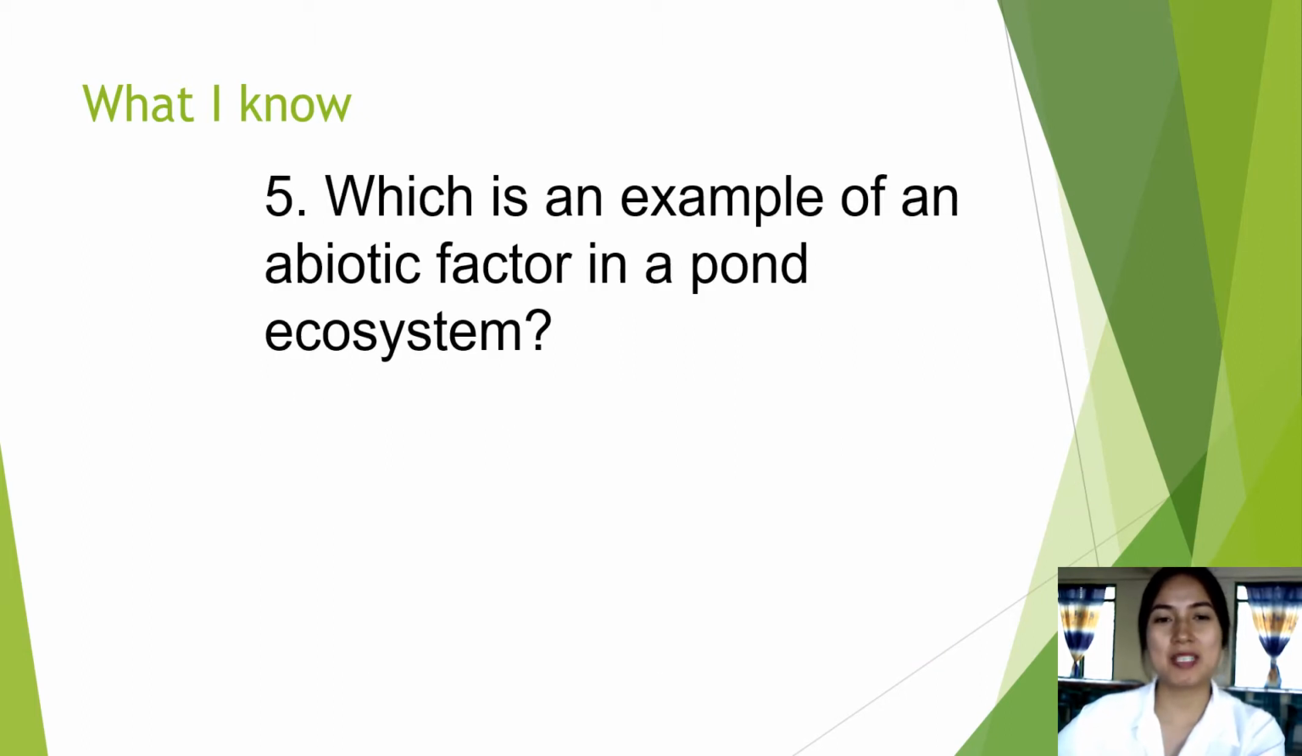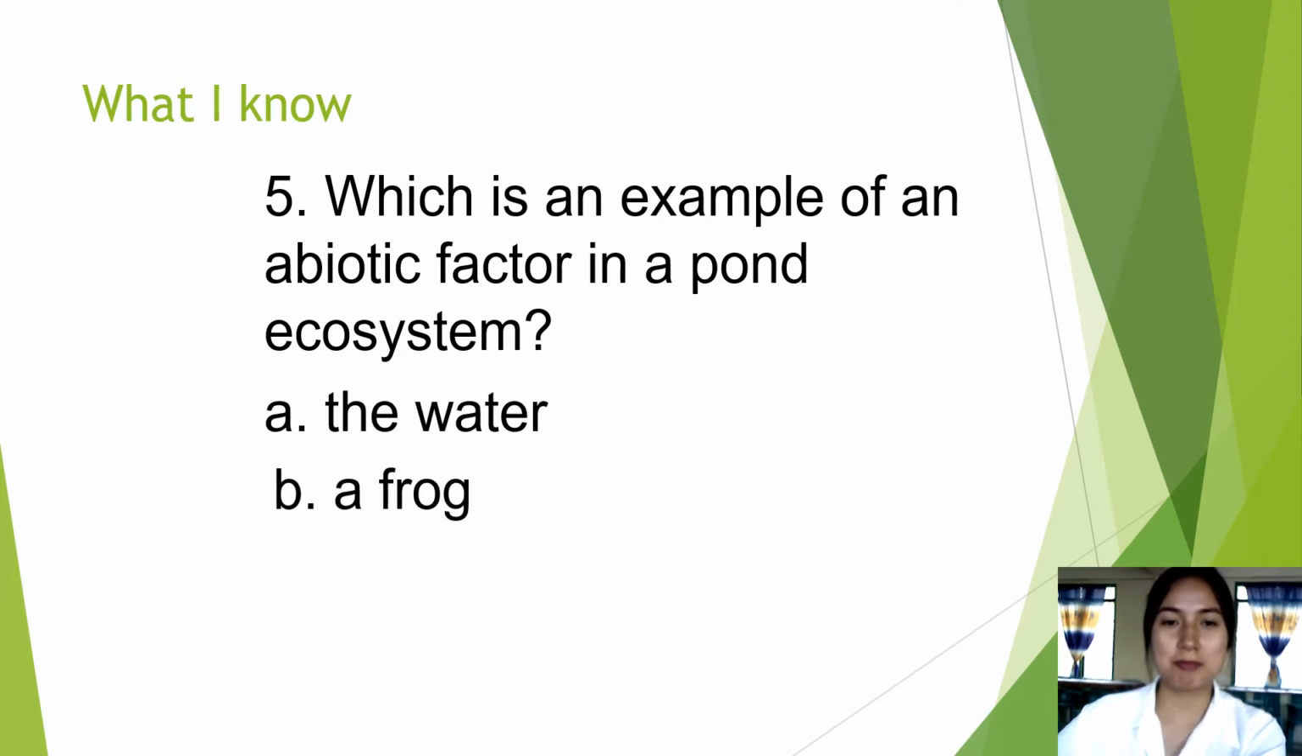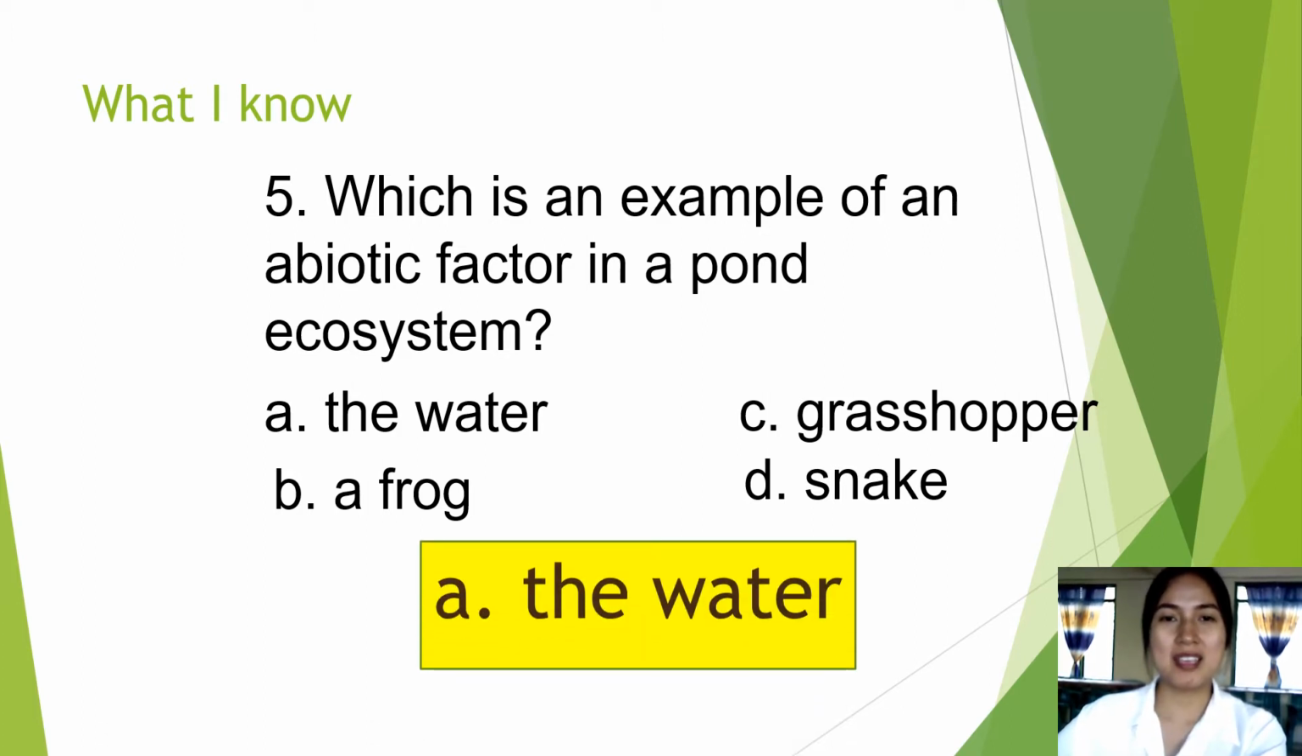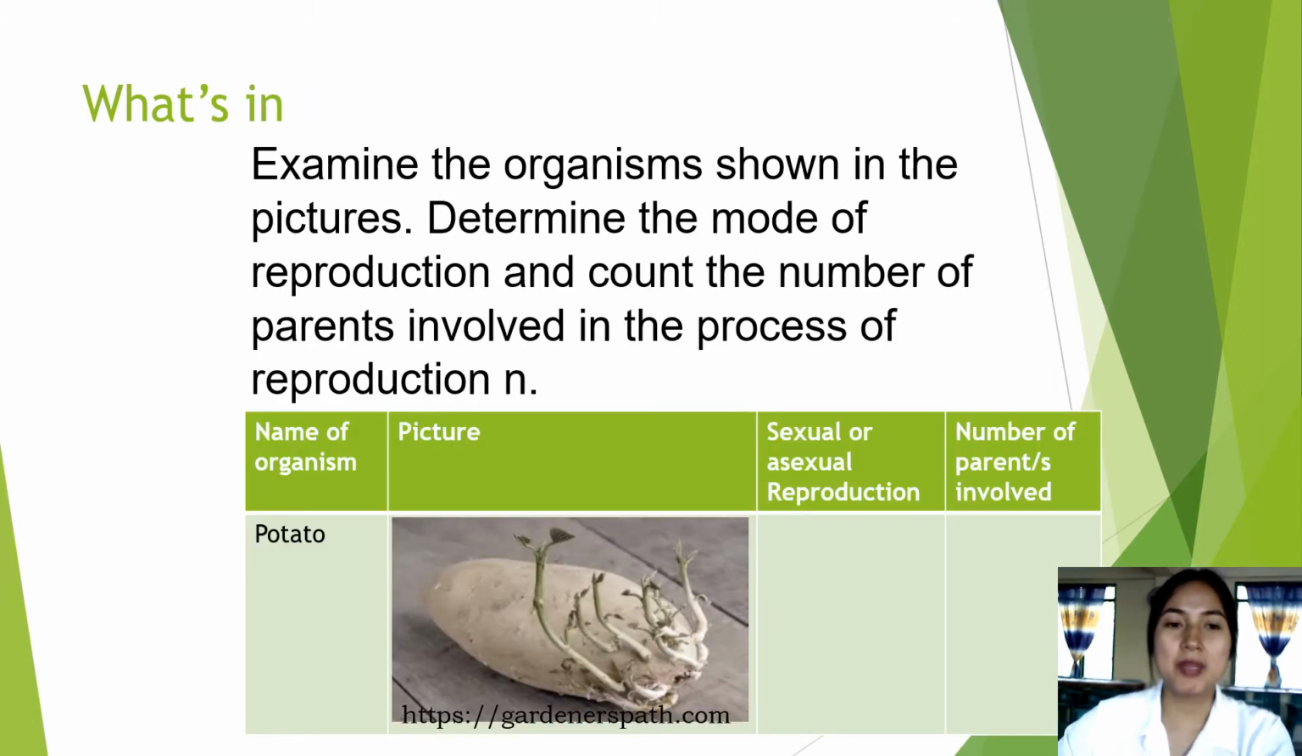For the last number, 5. Which is an example of an abiotic factor in a plant ecosystem? A. The water, B. The frog, C. Grasshopper, D. Snake. What's your answer? The correct answer is A. Water. Very good. We will deepen your understanding about the lesson, but before that, let's have a review.